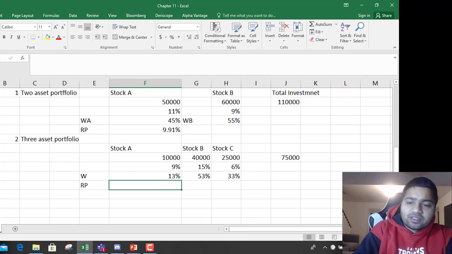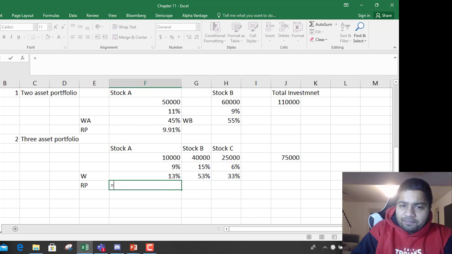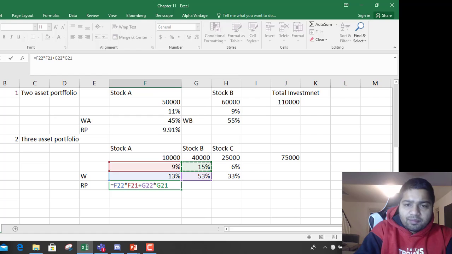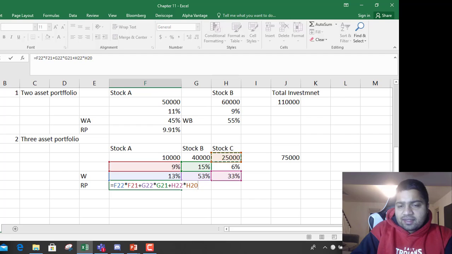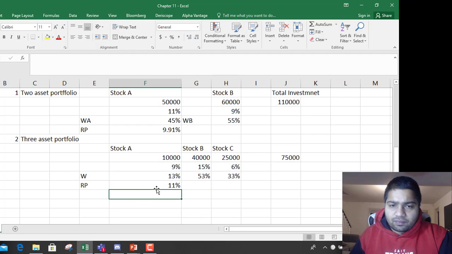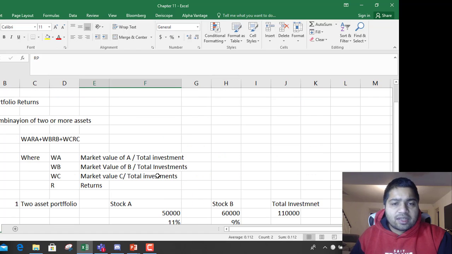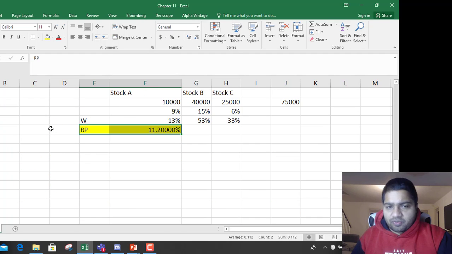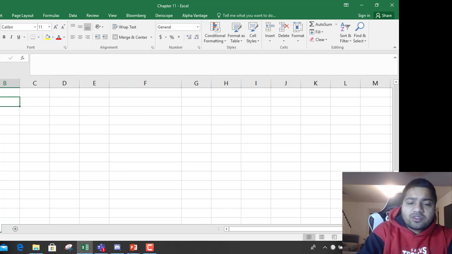Now what will be returns on portfolio? Returns on portfolio will be weight of asset A multiplied by return on asset A plus weight of asset B into return of asset B plus weight of asset C into return on asset C. So portfolio return is 11.2%. So this is the concept of returns on a portfolio. Now what happens to portfolio risk?